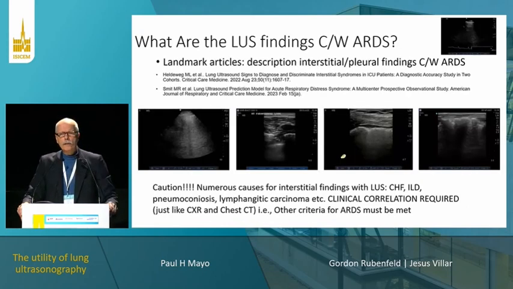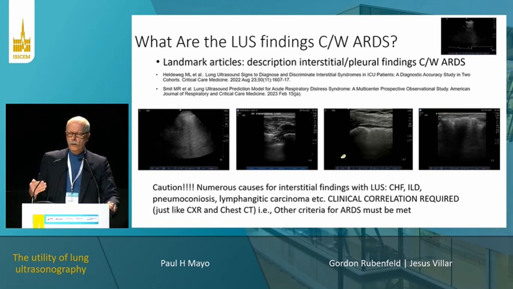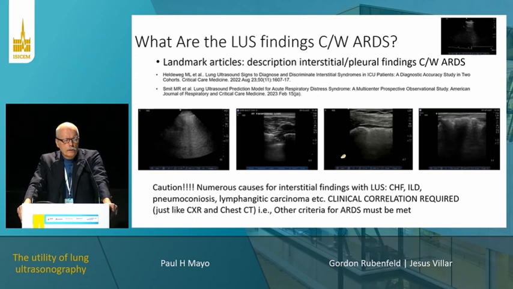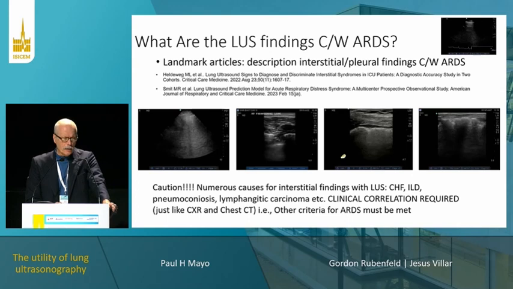So, what are the findings that would clue you into replacing chest film with LUS consistent with ARDS findings? And I want you to look at these two articles. They're from a great Amsterdam group, and there's a lot of information about this, but they sort of formally describe the patterns that you see with interstitial abnormality, pleural findings consistent with ARDS, and without going into too much detail, we start, I wonder how we activate these. I don't want to lose the image.